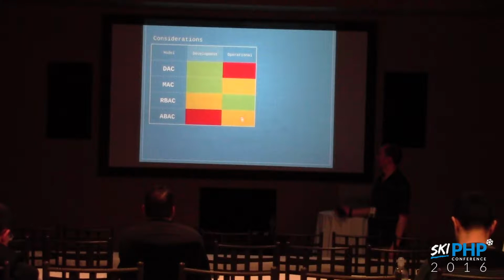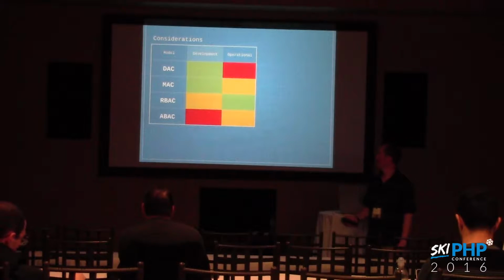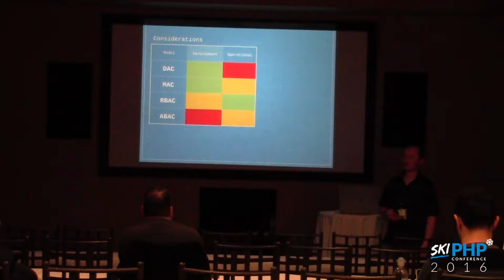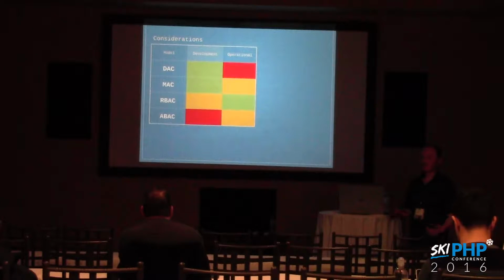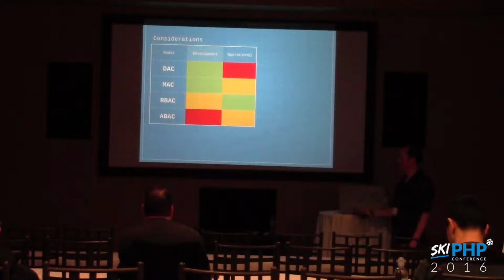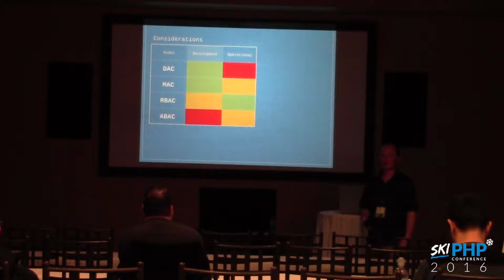Development versus operational considerations. From a development standpoint, discretionary and mandatory are pretty easy. It's probably going to be your simplest to implement. It's going to be easiest to develop. If you can write unit tests against it, it's going to be the easiest to test. Pretty easy, generally speaking. Architecturally, the actual lines of code are going to be smaller. There are going to be frameworks with plugins or it built in already.